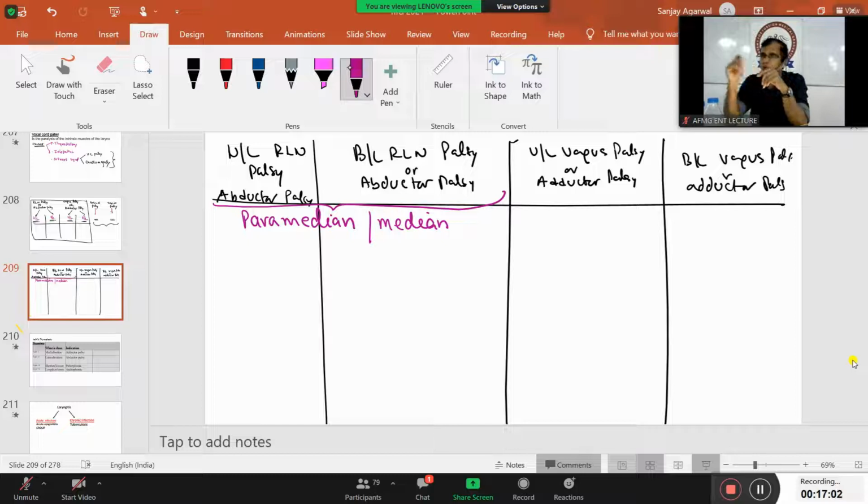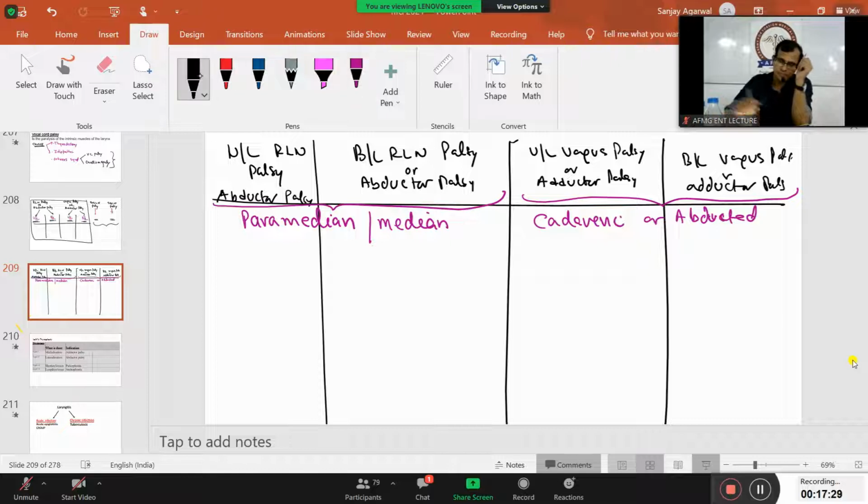You understand that in unilateral paralysis, it will happen on one side. In bilateral paralysis, this will happen on both sides. So that's the only difference. Same is the case with these two, because they are in the same paralysis. The better answer is cadaveric position, and it can also cause abducted position. So this is the first important point. What is the position in each of them?